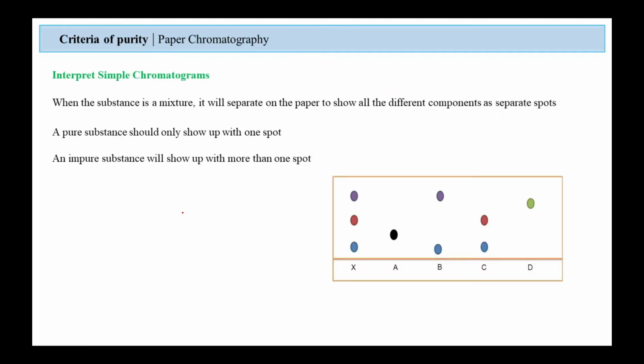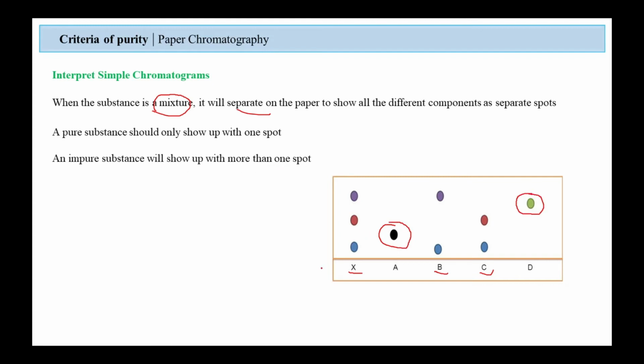We can interpret simple chromatograms as follows. When a substance is a mixture, composed of different substances, it will separate on the chromatography paper and show all the different components as separate spots. As you can see here, substances X, B, and C are mixtures because they show up as different spots on the chromatogram. A pure substance should only show up with one spot, which means that substance A or D are pure substances. An impure substance will show up with more than one spot.